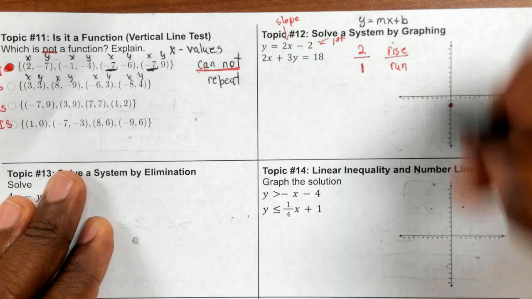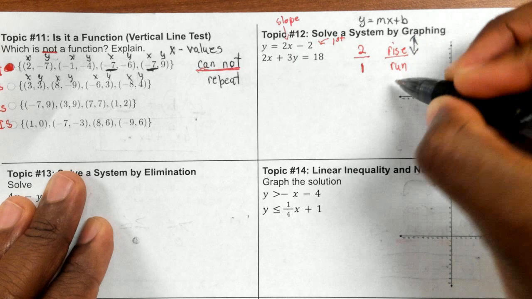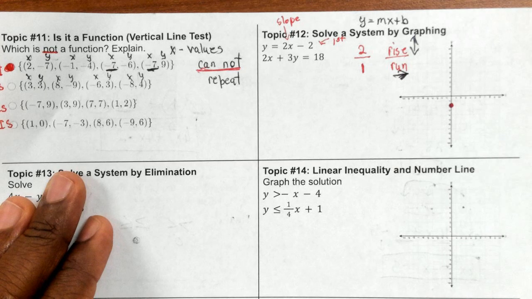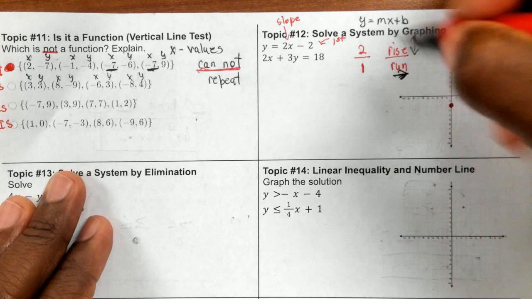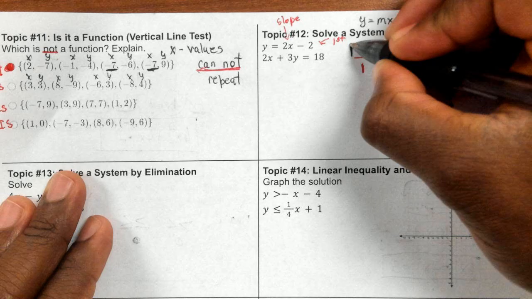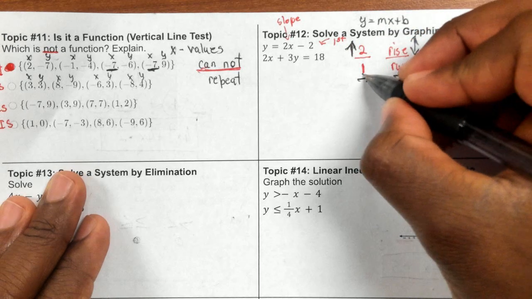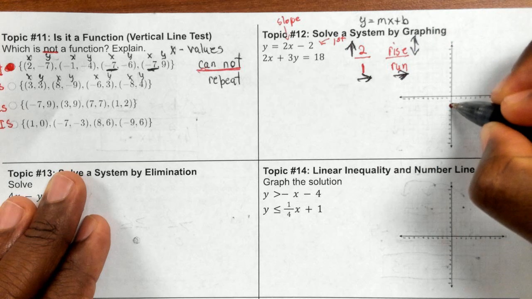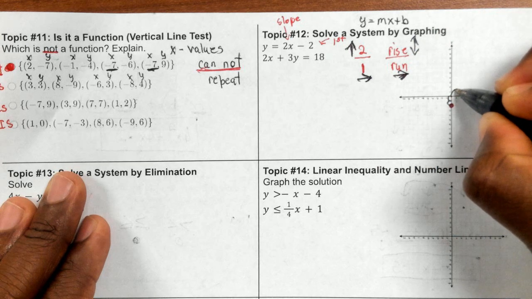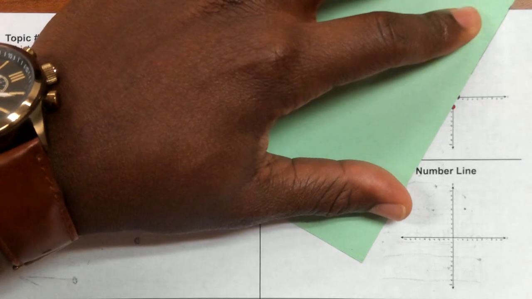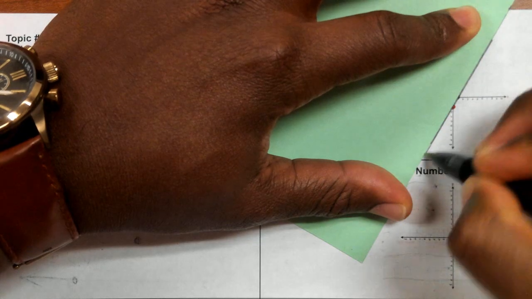Okay, rise tells you up or down, run tells you left or right. 99% of the time you're going to the right. Because this is a positive number, that means it's going to go up once, and then we're going to go to the right one. Up twice and then right once. So we're going to go up 2 times, and then right once. Okay? So now I'm going to draw my line, or once you do those points, it will make your line.